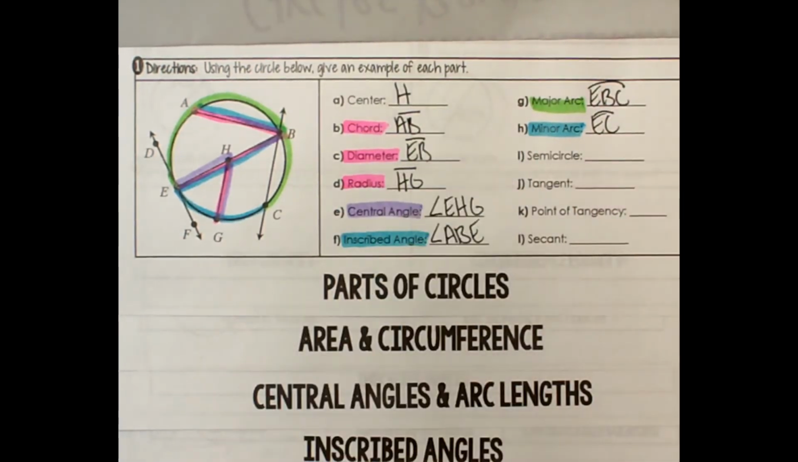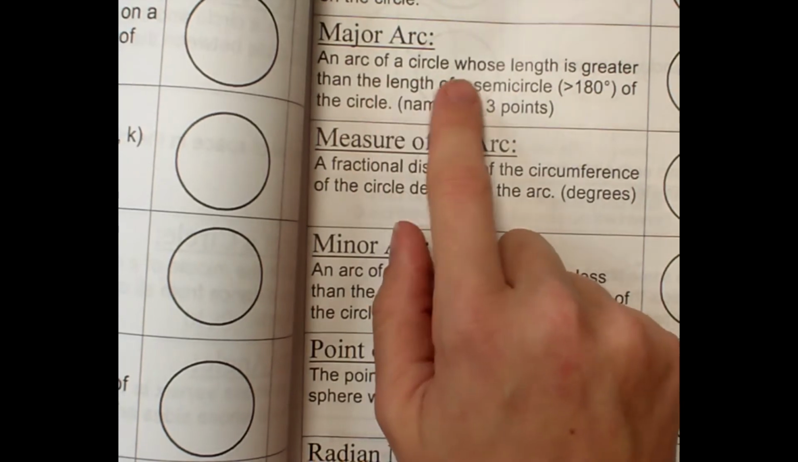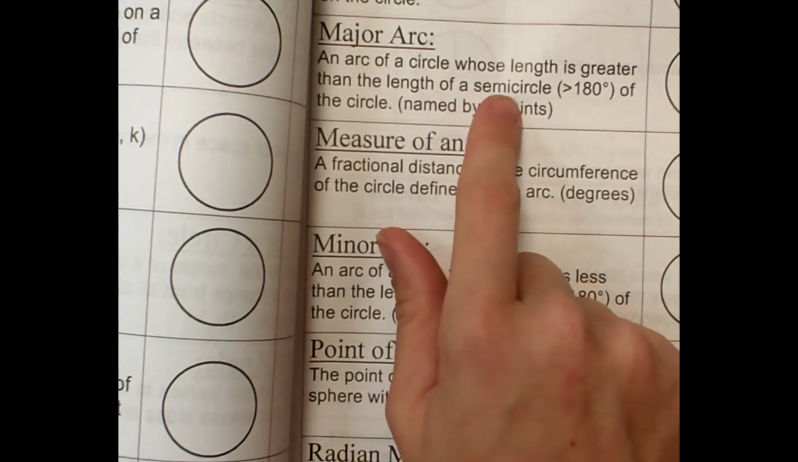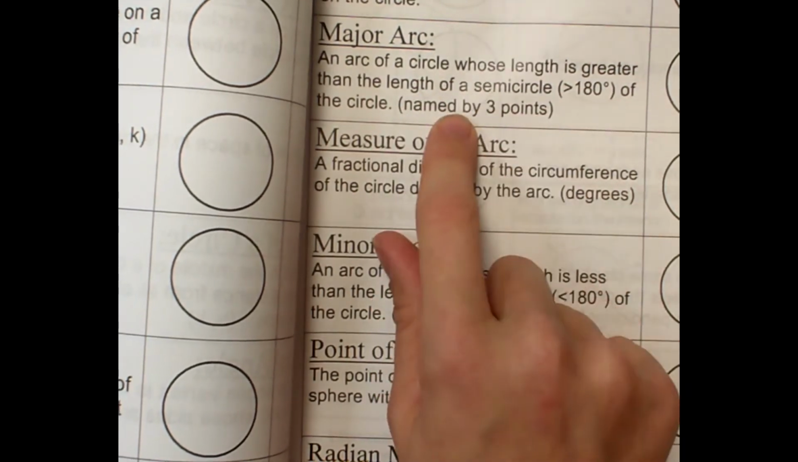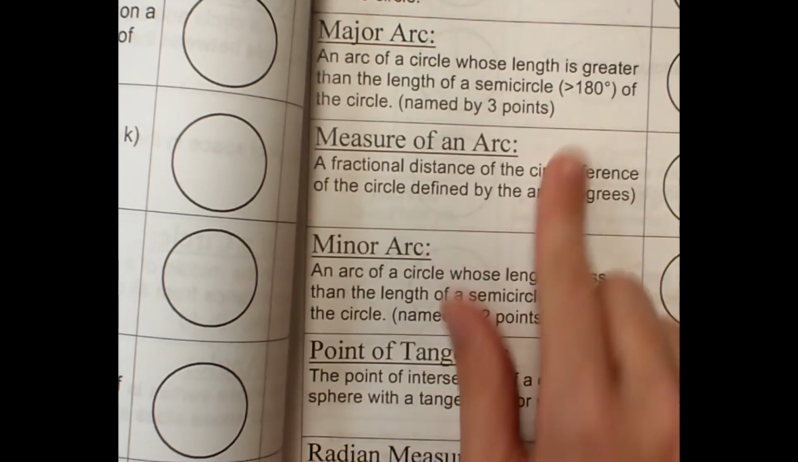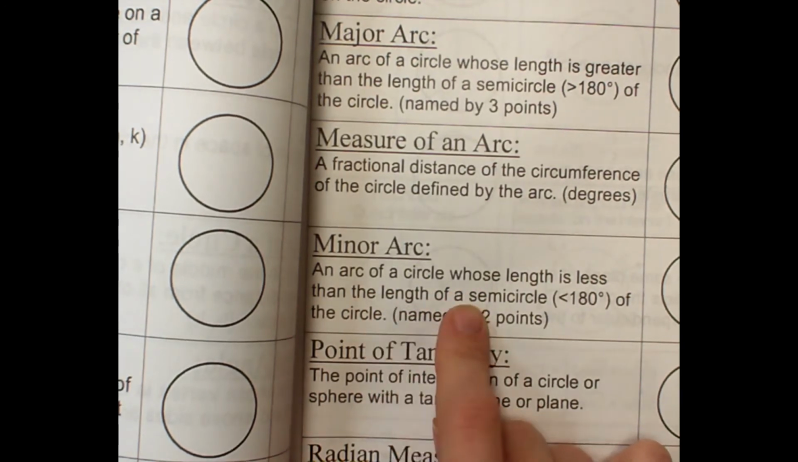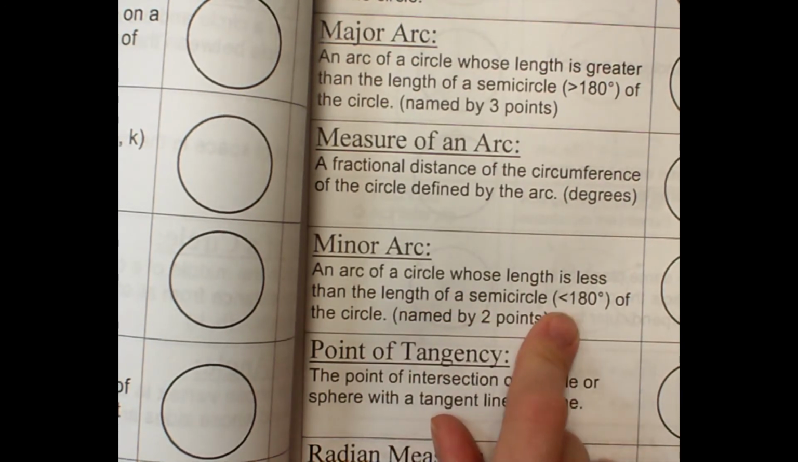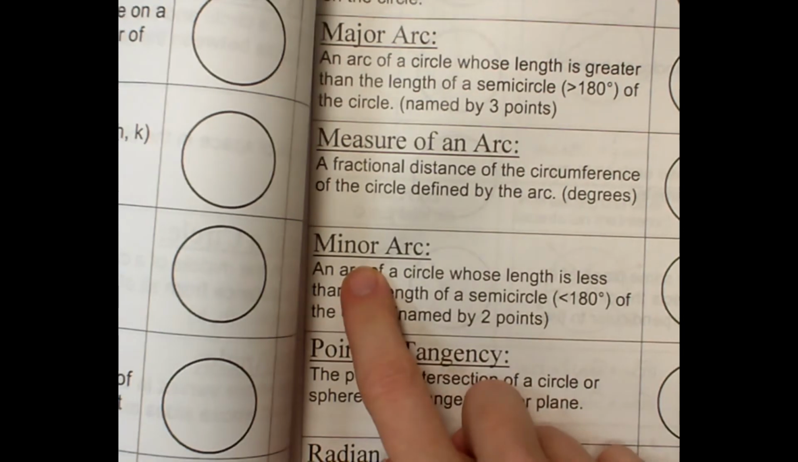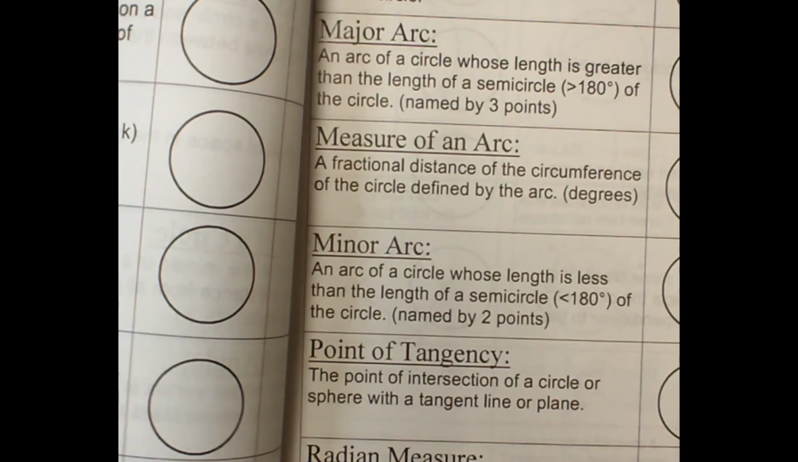If you look in your definitions, a major arc is an arc of a circle whose length is greater than the length of a semicircle. It has to be named by 3 points. It has to be greater than 180 degrees. Your minor arc is an arc of a circle whose length is less than the length of a semicircle, less than 180 of the circle, named by 2 points. So think about minor is less than 180, major is greater than 180.